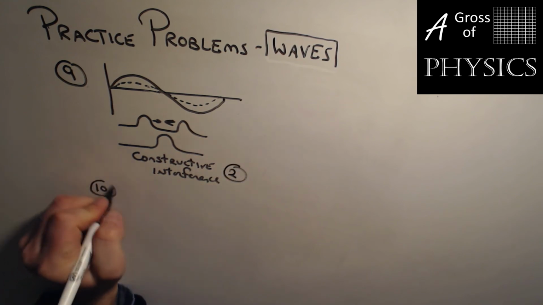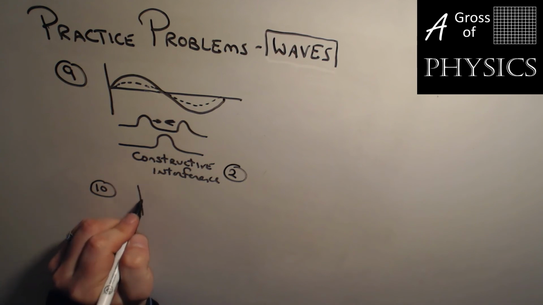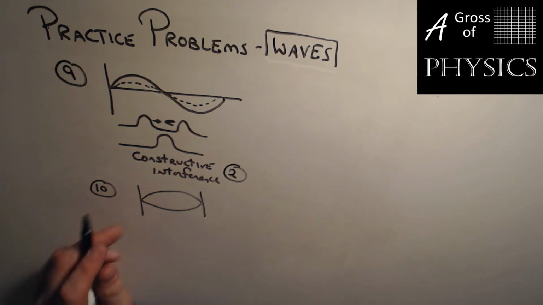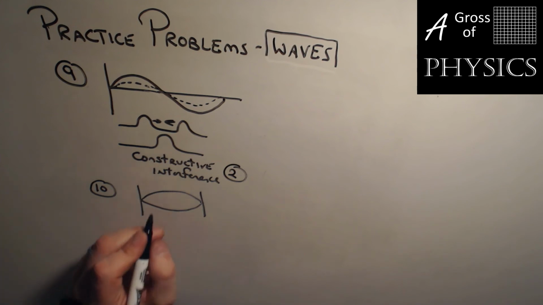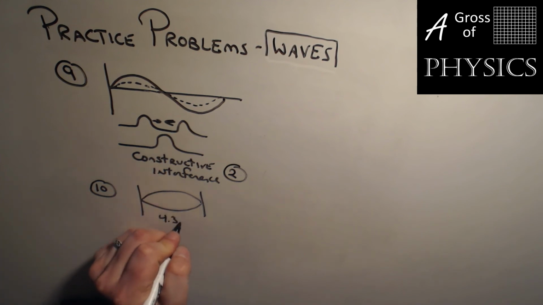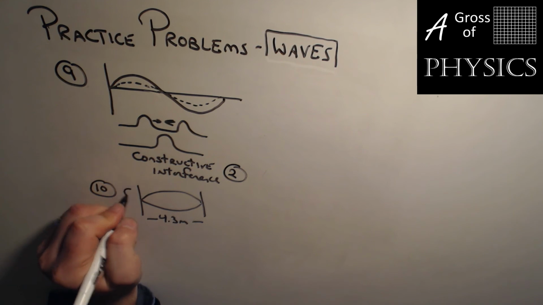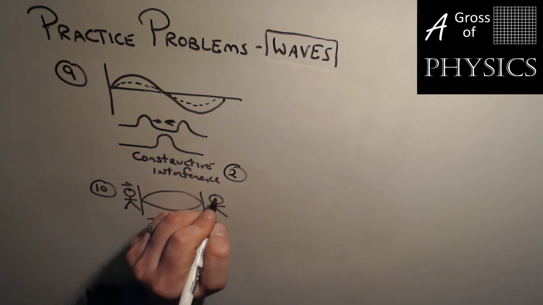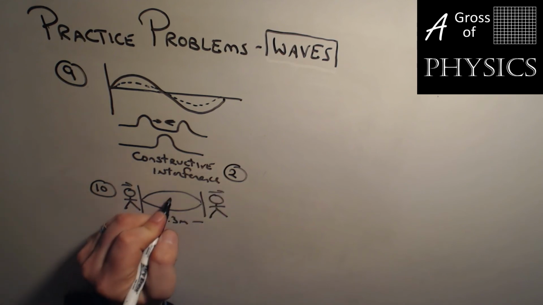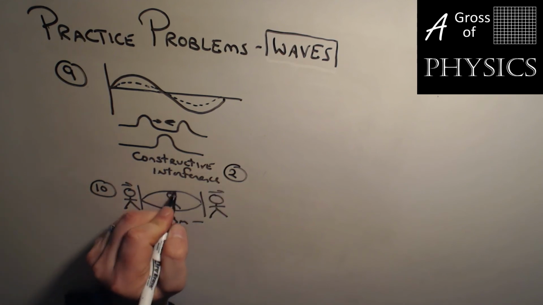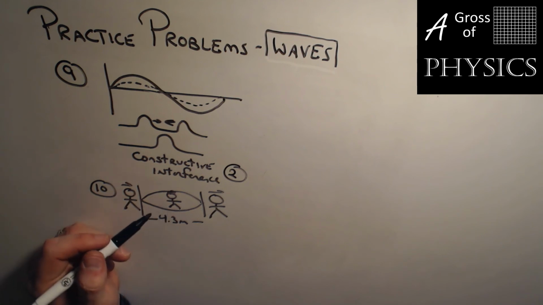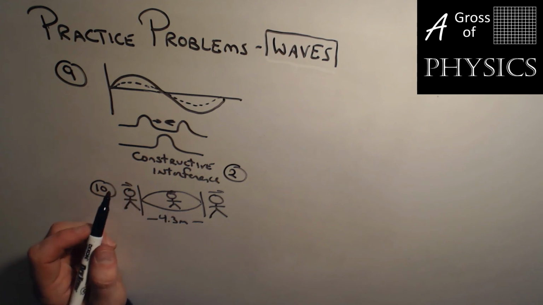Now finally, number 10, we have a kid jumping rope. And we have a diagram showing the kids. And this value of 4.3 meters is how far apart the two kids are that are operating the jump rope. And there's a kid jumping in between the jump rope. And it asks, what's the wavelength?